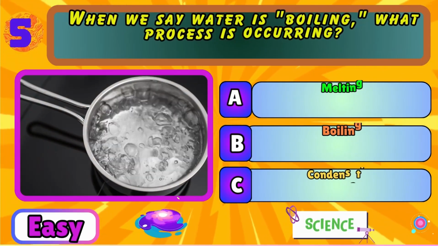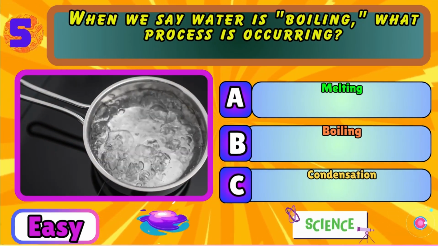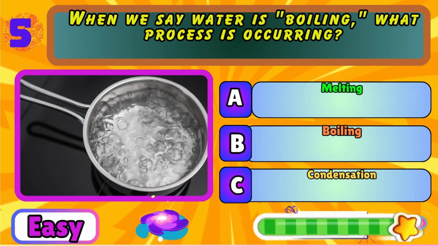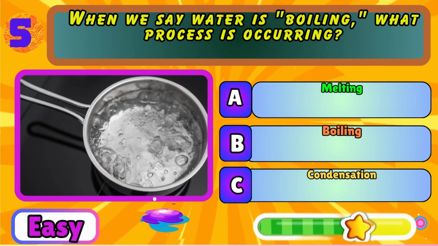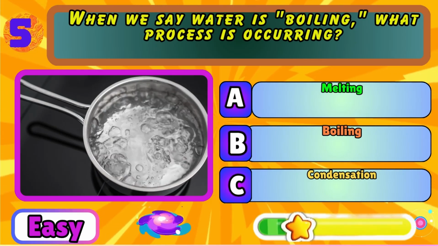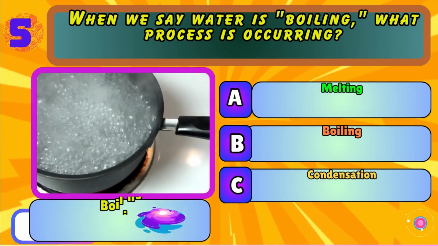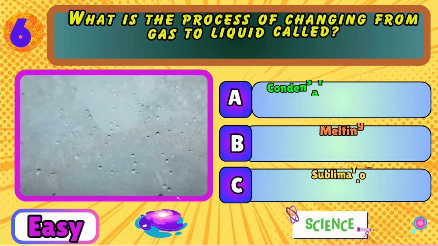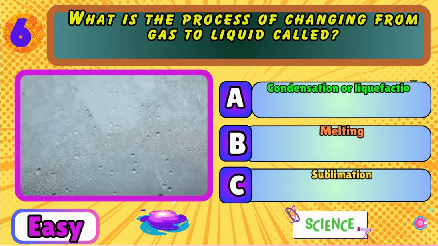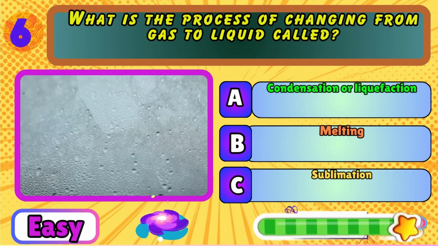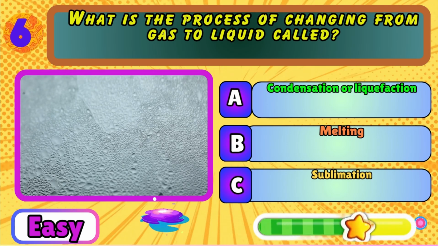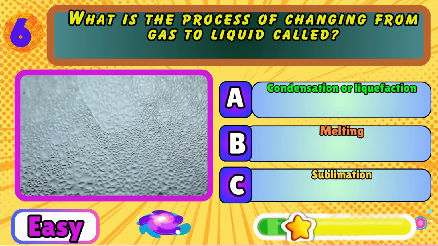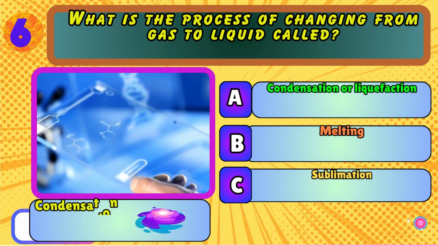When we say water is boiling, what process is occurring? Melting, boiling, or condensation? Boiling. What is the process of changing from gas to liquid called? Condensation or liquefaction, melting, or sublimation? Condensation or liquefaction.